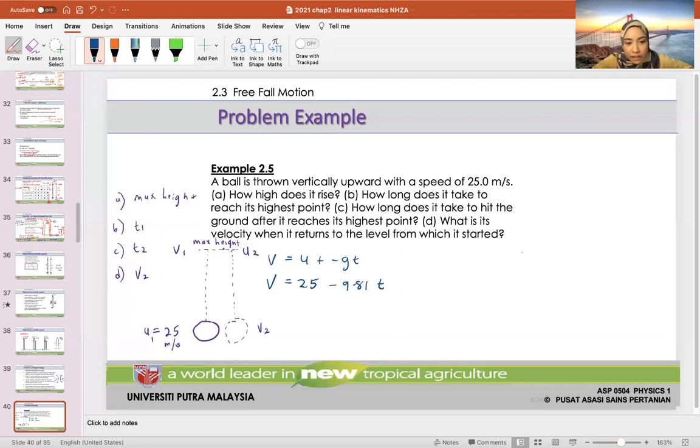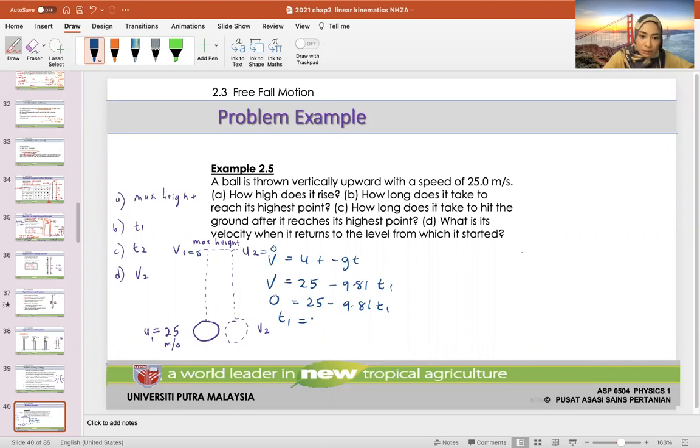Because we are at finding the maximum height. So V1 is equal to 0. U2 is also equal to 0. So I can say V equals to 0, 25 minus 9.81 T. This solves for the time. Which time am I finding? Is it T1 or T2, Ikri? T1. T1, okay? So this is T1 and the answer is 25 divided by 9.81.